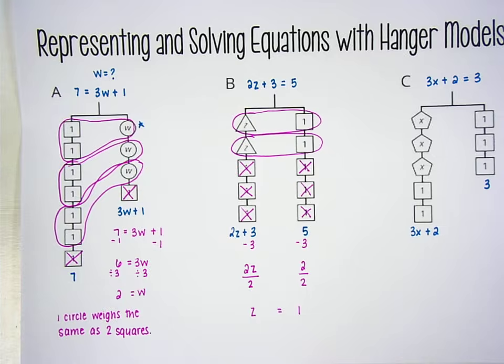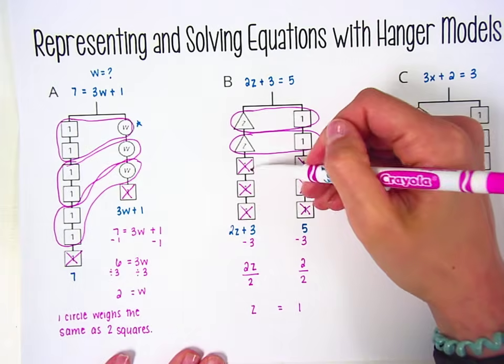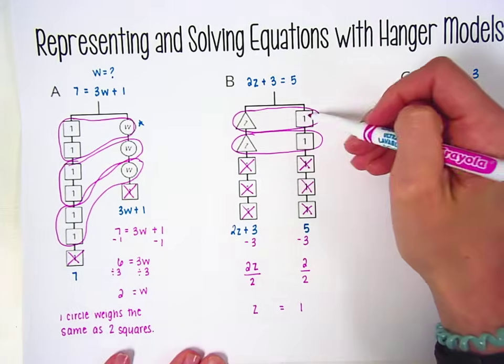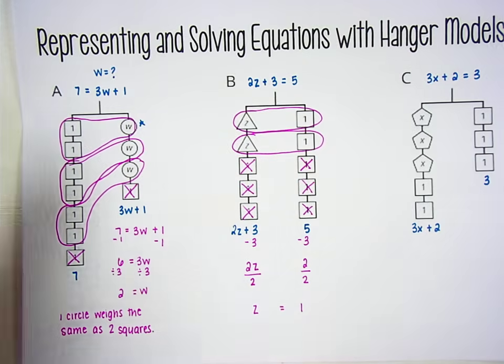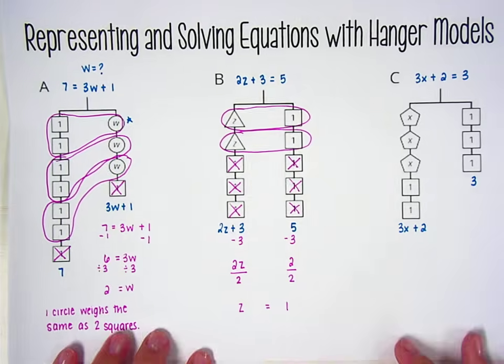We can also go back and check that. 1 plus 1 plus 1 plus 1 plus 1 is 5. That weighs the same as 5. Let's take a look at the last one. It's a little bit different.